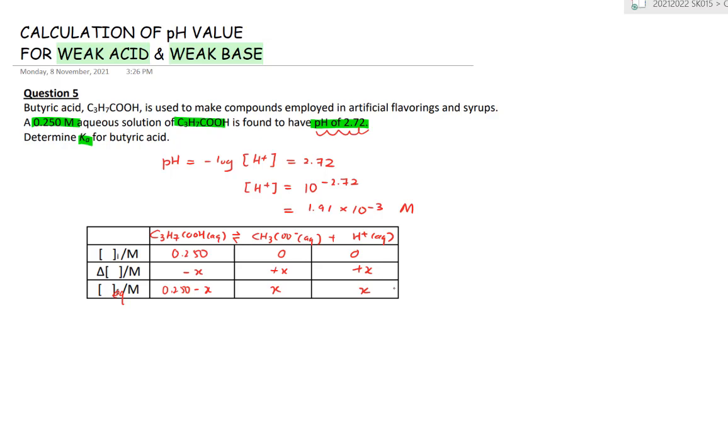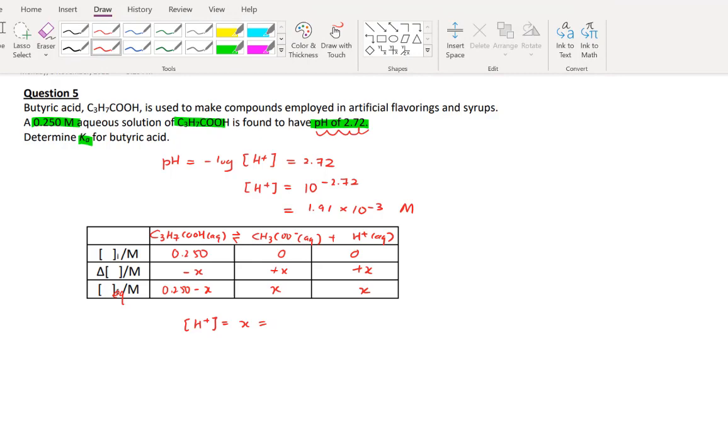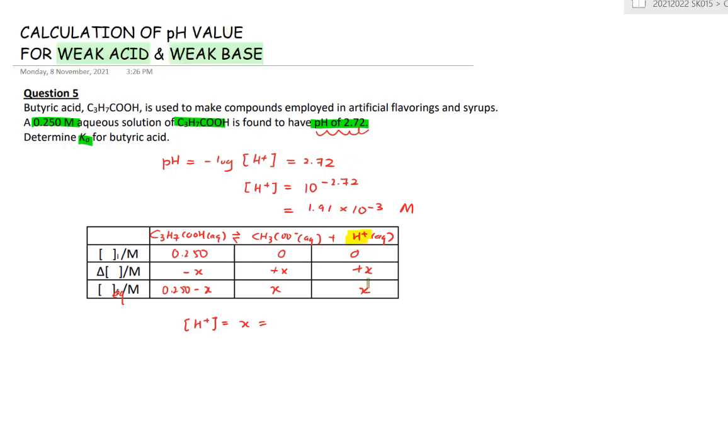So the working steps are quite similar. The ICE table is quite similar. For all the examples, what you need to do is just to reconstruct and refill the information following each of the questions. So in this case, the concentration of H plus is equal to X. So where did you find that? H plus is the same as the value X, so it equals 1.91 times 10 to the power of negative 3 molar.